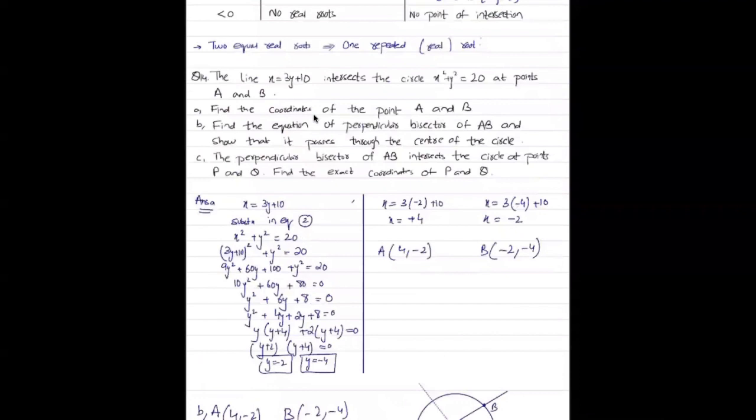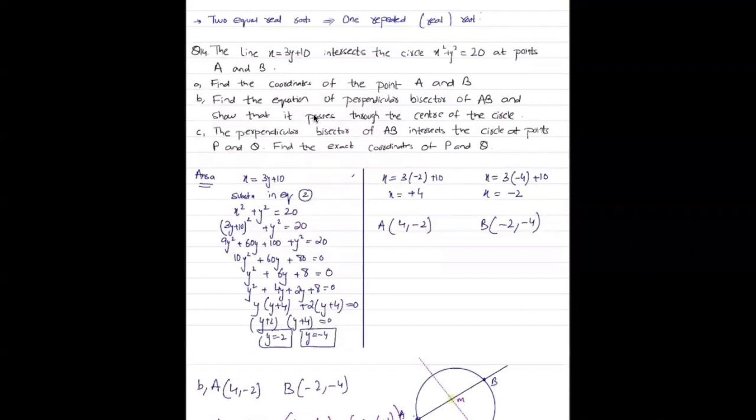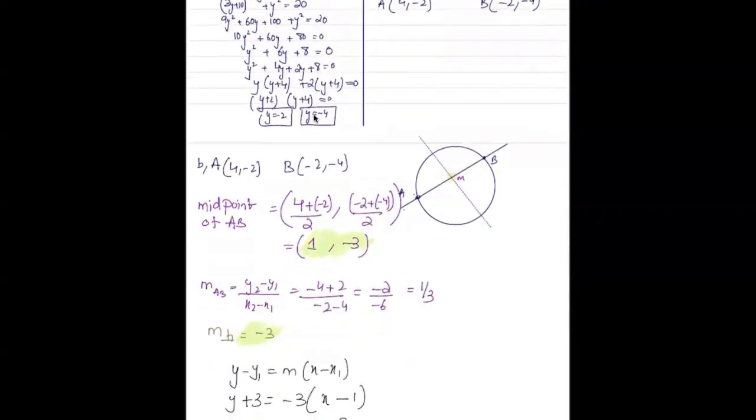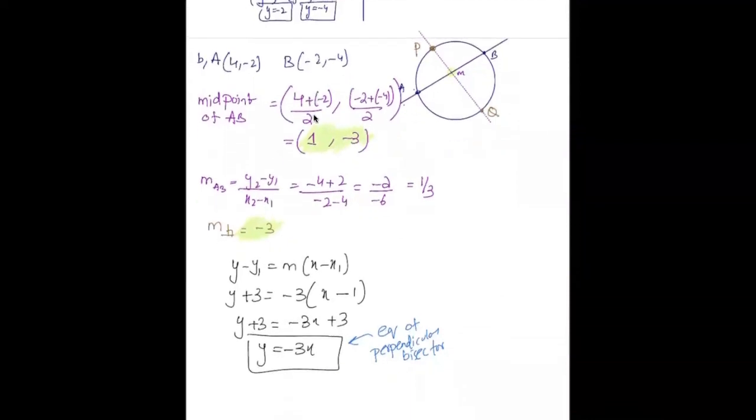Now the third part says the perpendicular bisector of AB intersects the circle at points P and Q. Find the exact coordinates of P and Q. Now this perpendicular bisector is intersecting the circle at P and Q. So P and Q are the points where the perpendicular bisector line is going to intersect the circle. Now, how do you think I should find these intersection points?